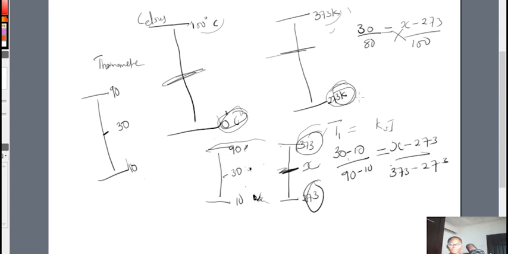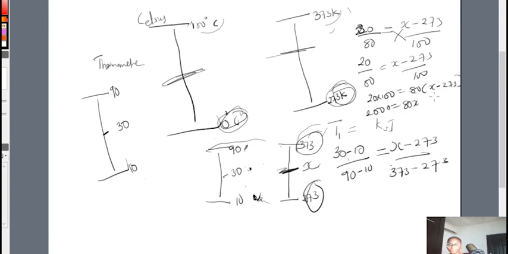So that will be, okay, that will be 20. No, sorry, 30 minus 10 is 20. So that will be 20 divided by 80, right? Is equal to x minus 273 over 100. So let's cross multiply. So we have 20 times 100 is equal to 80 multiplied by x minus 273. So this is 2000 is equal to 80 multiplied by x, which will give you 80x.